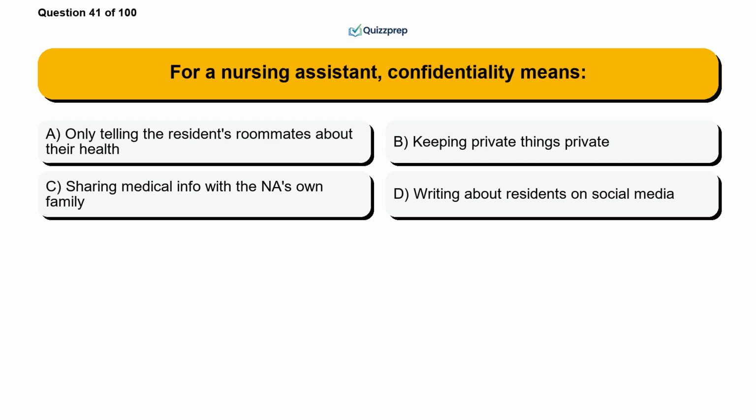Question 41. For a nursing assistant, confidentiality means: Option A, only telling the resident's roommates about their health. Option B, keeping private things private. Option C, sharing medical info with the NA's own family.